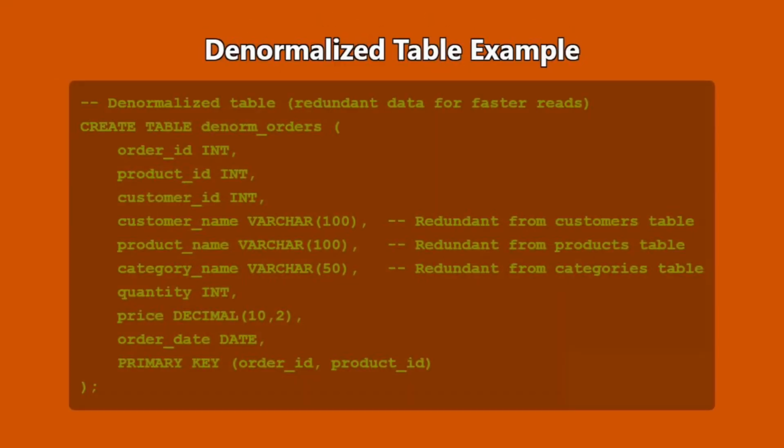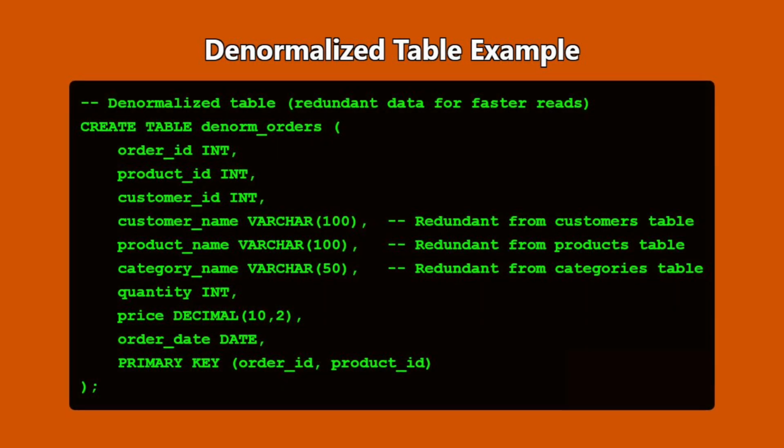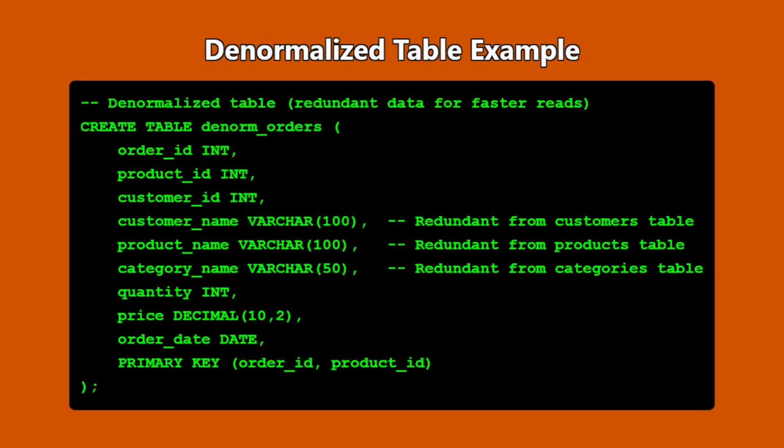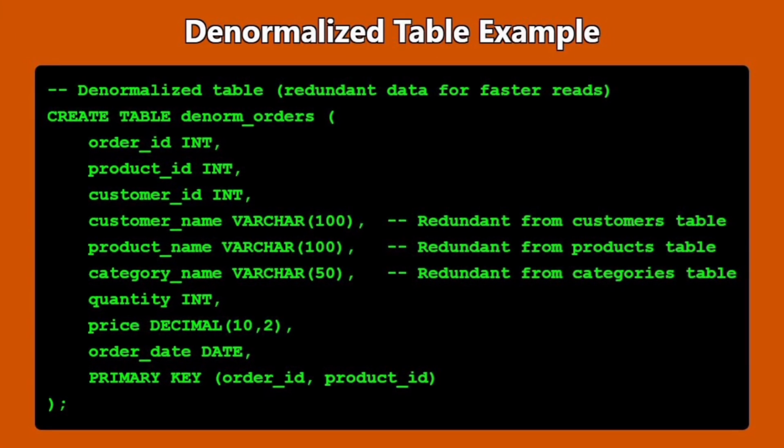Here is the denormalized approach. Instead of separate tables, we have a single denorm orders table that combines the information from multiple sources. We are intentionally storing redundant data. Customer name, product name, and category name are duplicated for each order item. This redundancy eliminates the need for joins when querying the order information, potentially making the read operation significantly faster at the cost of increased storage and more complex updates.